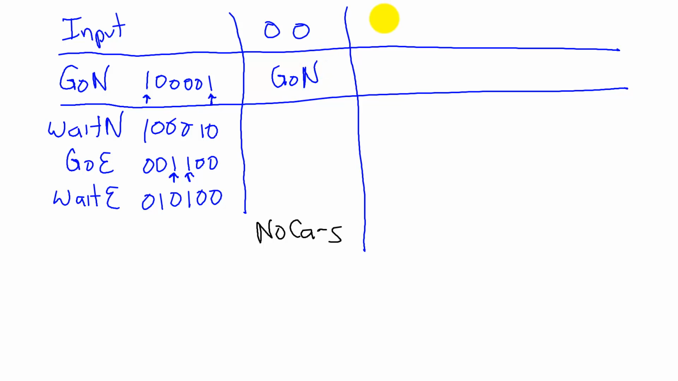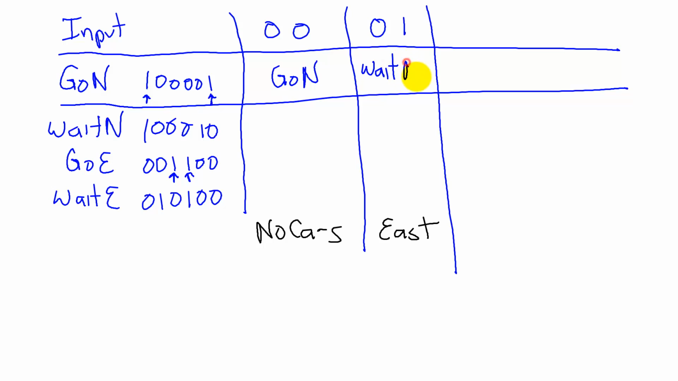Similarly, what does it mean if the input is a 0, 1? You remember that the 0th bit was connected up to the east road. That means there are cars just on the east road. Okay? And if there are cars on the east road and the light is on the north road, what I'm going to want to do is to stop the light, but I can't go directly. I have to first turn it yellow. Okay? And so let's finish the progression here.